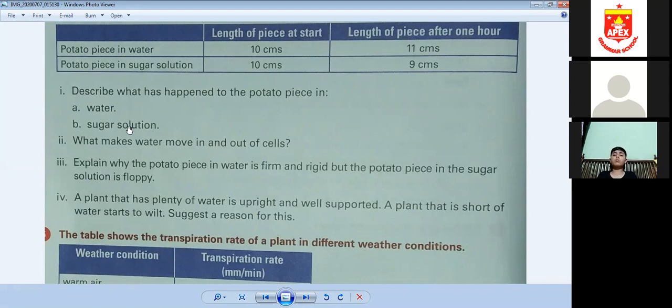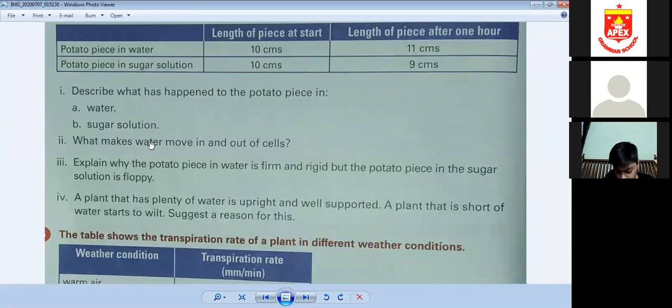Okay, so first we will write the answer. What has happened to the potato piece in water? The answer will be the piece has got longer. The potato piece which is in plain water, the piece has got longer. Okay, and the piece which we put in sugar solution, the piece has got shorter. Here the piece got longer. Here the piece got shorter. This is your answer. Okay.